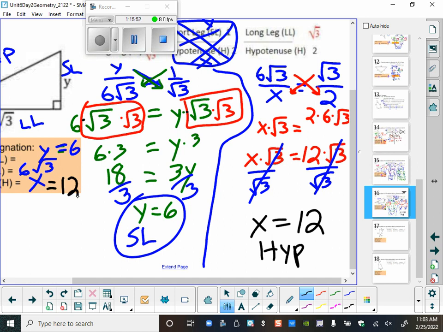Okay, questions? All right, here's what we're going to do with the last two, because I know time is not our friend right now. But what I am impressed by is how we're setting up our proportions. You guys are doing a great job. So here's what we're going to do for the last two.